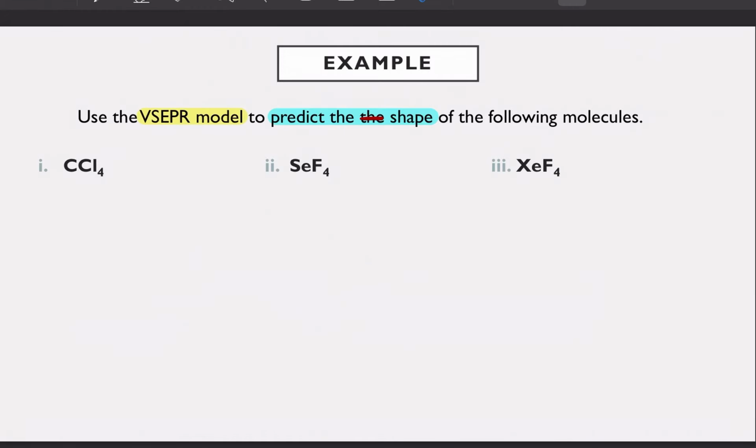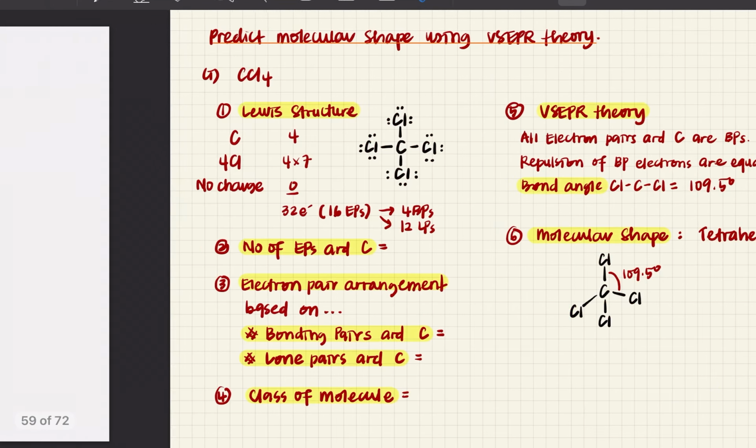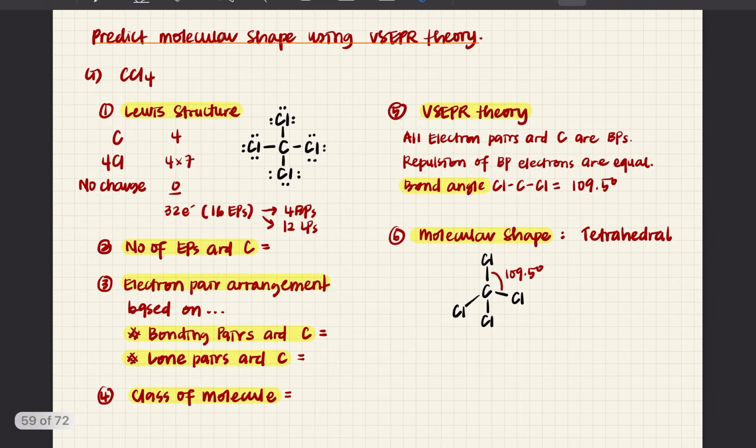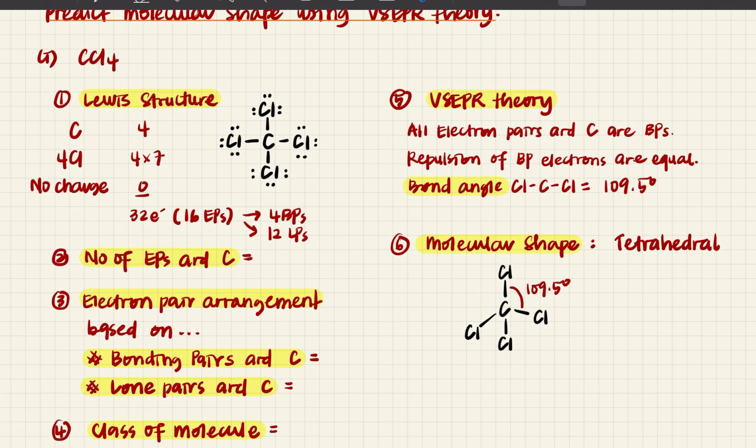So the question asks you to use the VSEPR model to predict the shape of the following molecules. So we have these 3 molecules and I will explain one by one how you get to the molecular shape. Okay, so we are going to apply the 6 steps. Okay, so first of all, we will start with CCl4. Okay, CCl4, first you have to get your Lewis structure right.